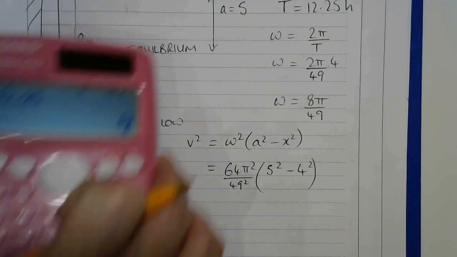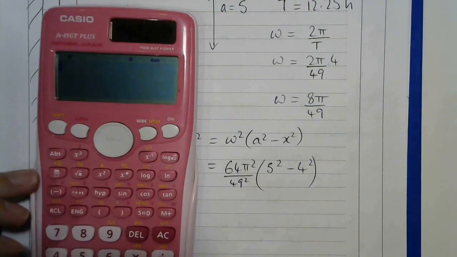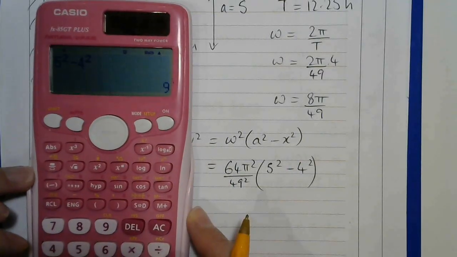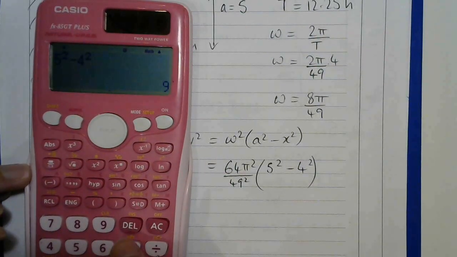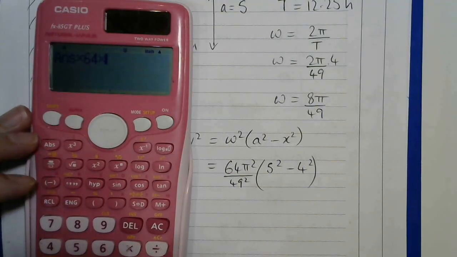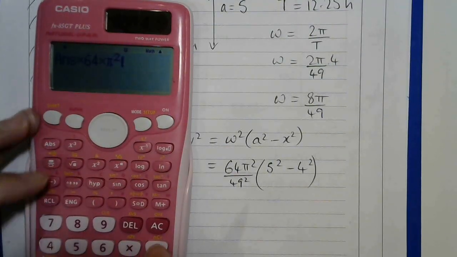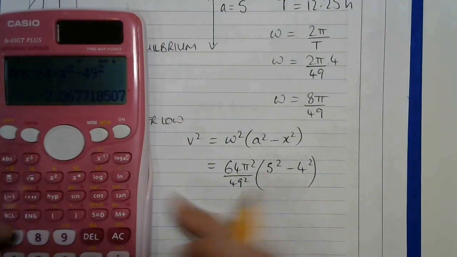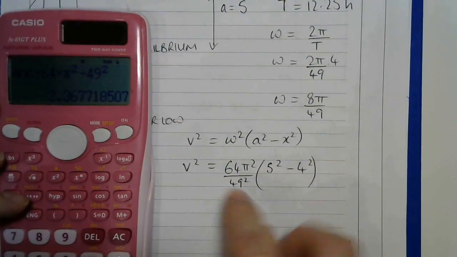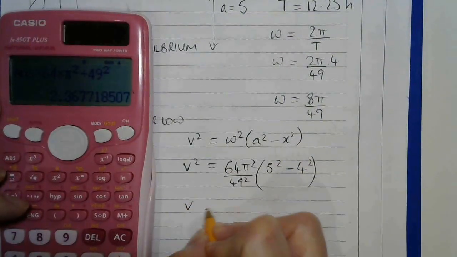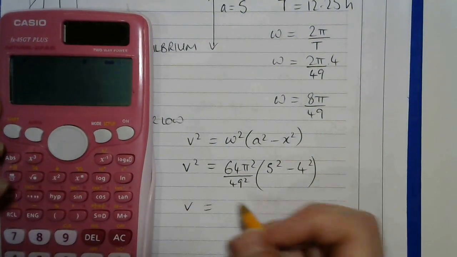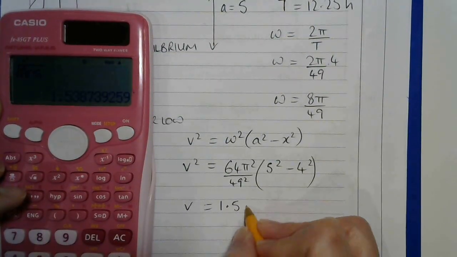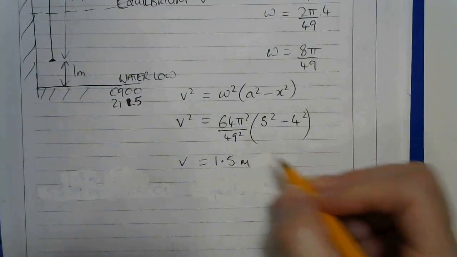Popping all of that into my calculator then, I get 5 squared minus 4 squared gives me 9, times 64 times pi squared divided by 49 squared. And so I get v squared is this. So therefore v will be the square root of that, and I get 1.5 or 1.54, and that is meters per hour.